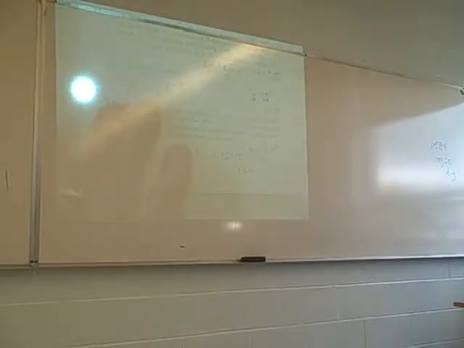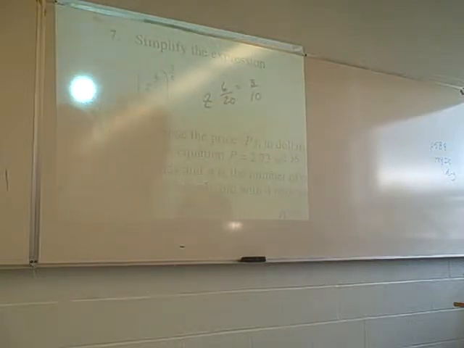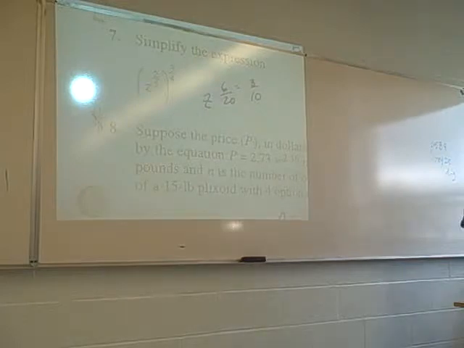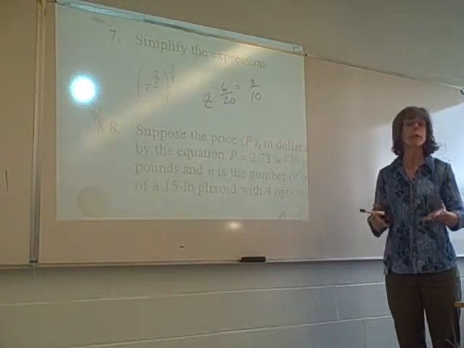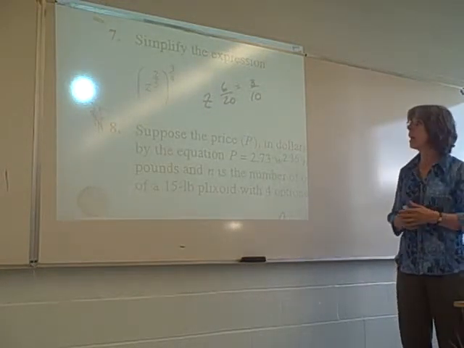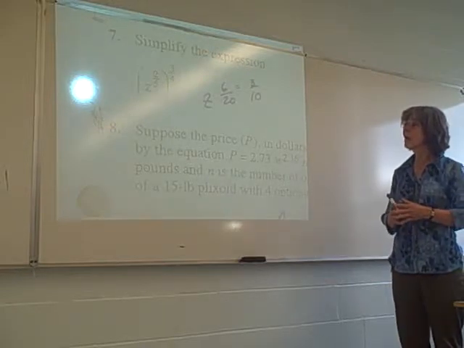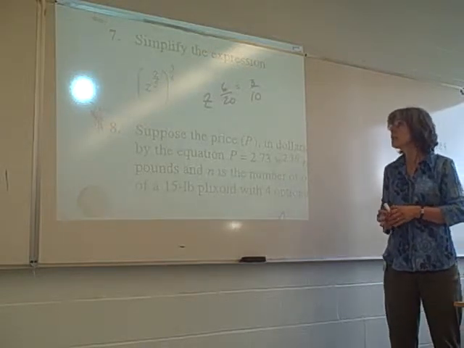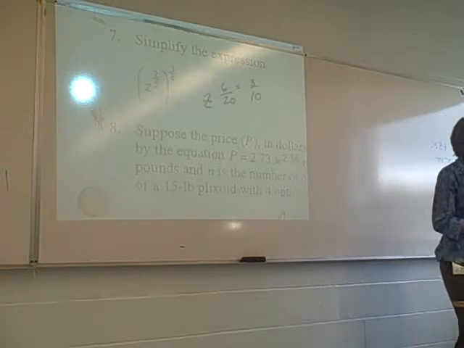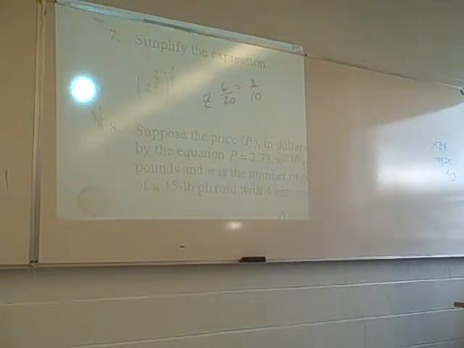Okay, let's look at this one. Simplify the expression. Am I taking an exponent and raising it to a power? When I raise to a power, what do I do? Multiply. So 2 times 3 is 6, 5 times 4 is 20. Can I simplify 6/20ths? It is 3/10. So far, so good?